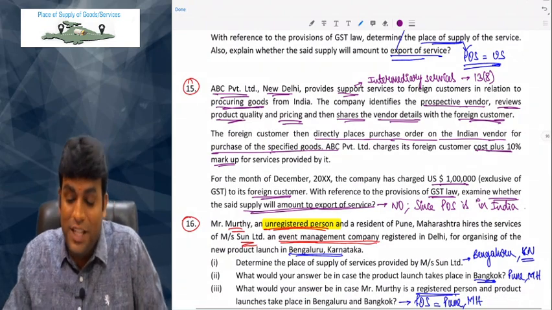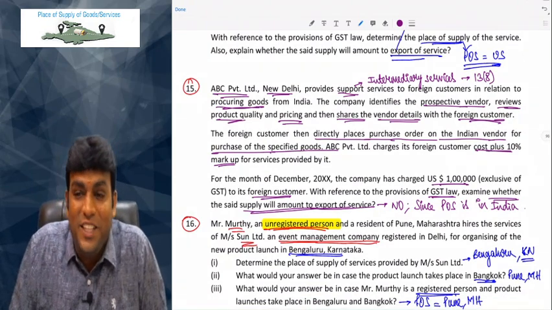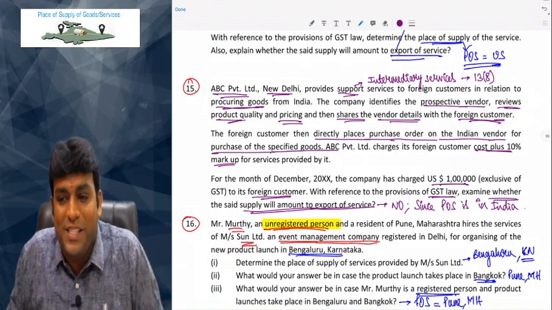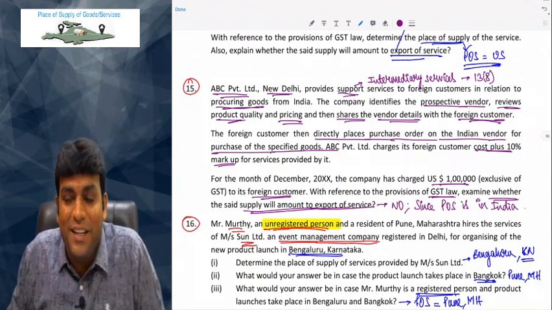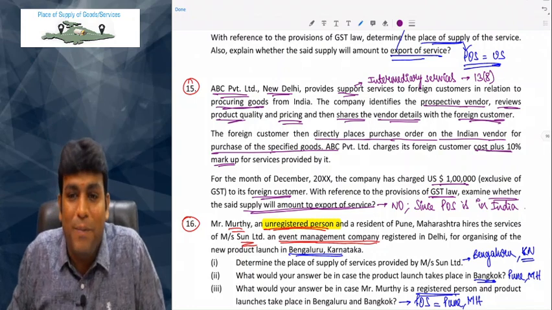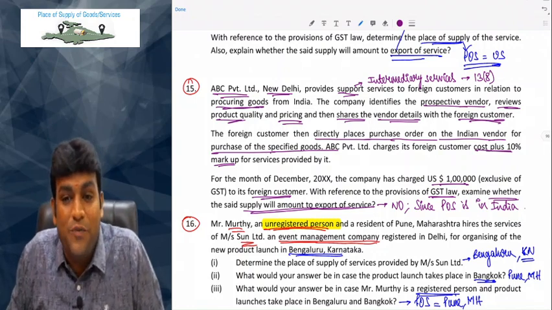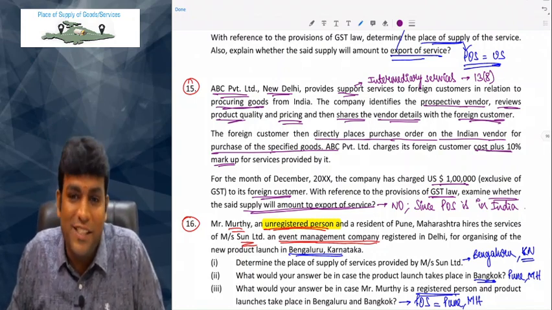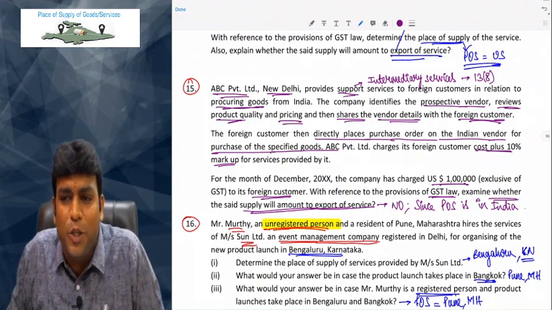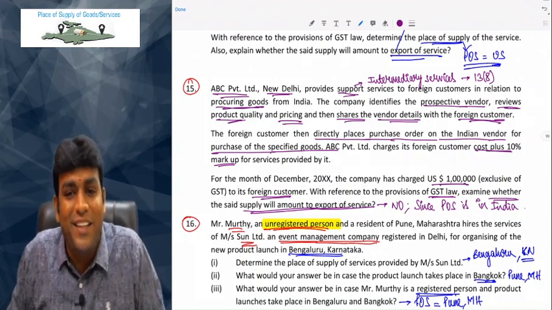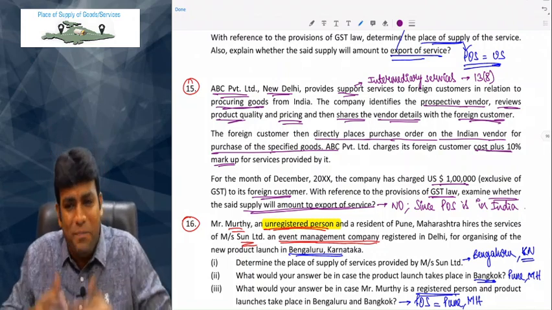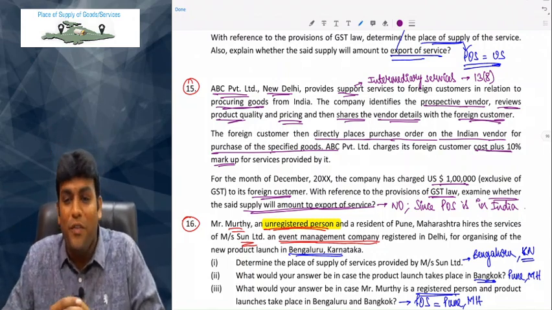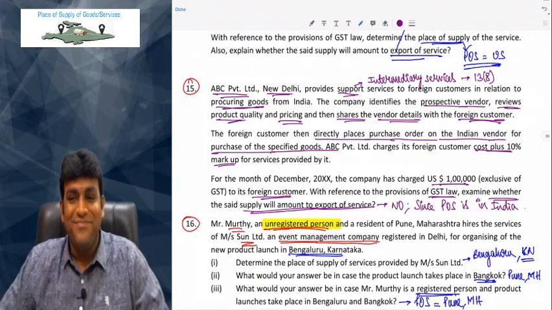So very, very interesting question, my dear friends. So in this intermediary services, we know that as per section 13.8, place of supply is location of supplier, that is nothing but India. And since place of supply is in India, it does not satisfy the condition for export of service. And when the condition for export of service is not satisfied, then gone. We cannot call it as export of service. That's it, my dear friends. That is the story of this question number 15.